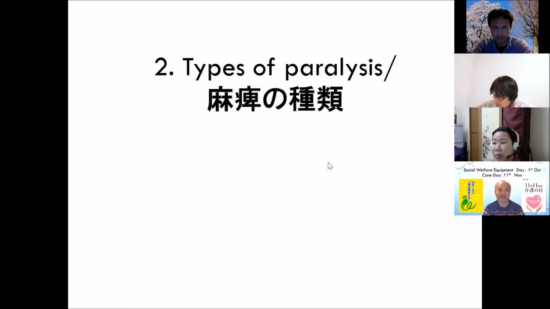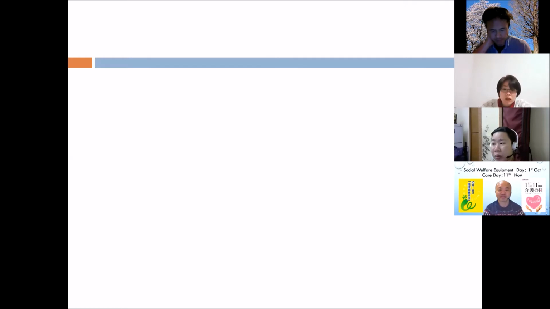We reviewed the body positions many times, so that's why I'm the one who answers. The next is types of paralysis. There are 4 types of paralysis.